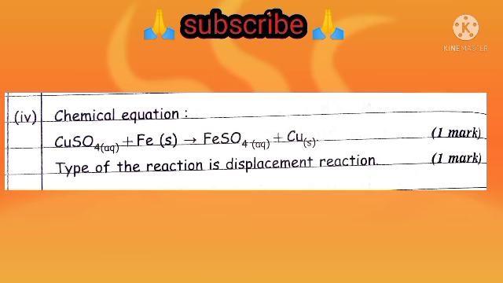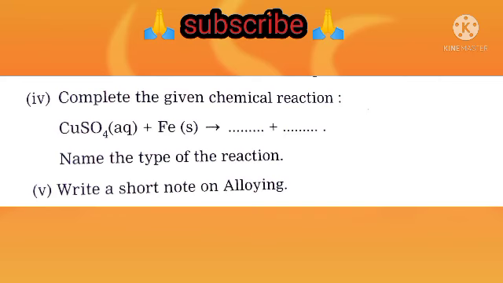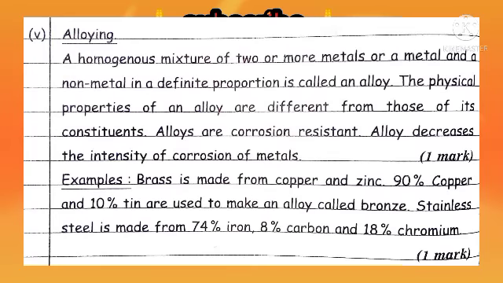Fifth question, write a short note on alloying. A homogeneous mixture of two or more metals, or a metal and a non-metal, in a definite proportion is called an alloy. The physical properties of an alloy are different from those of its constituents. Alloys are corrosion resistant. Alloying decreases the intensity of corrosion of metals.